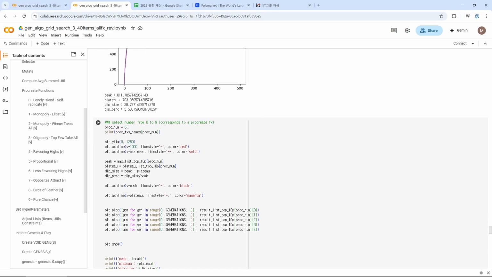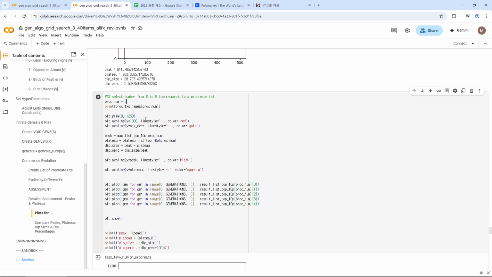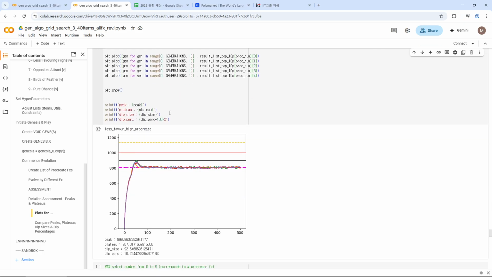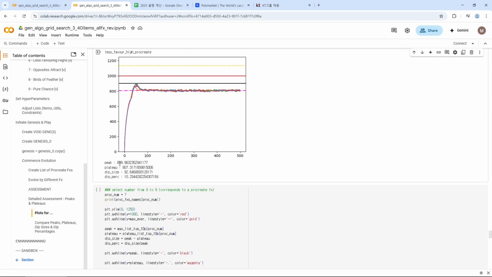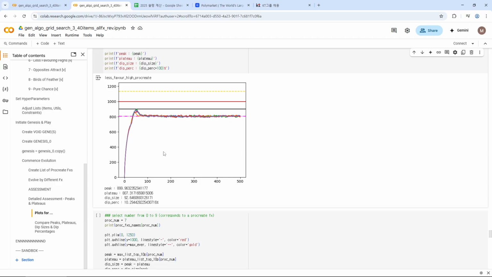The seventh one, numbered 6, but again it's from 0 to 9, is less favoring high procreate. The peak is 899 or almost 900, plateau is 807, dip size is 92, dip percentage is 10.29%. So again, everything's lower and smaller than the favoring highs here.